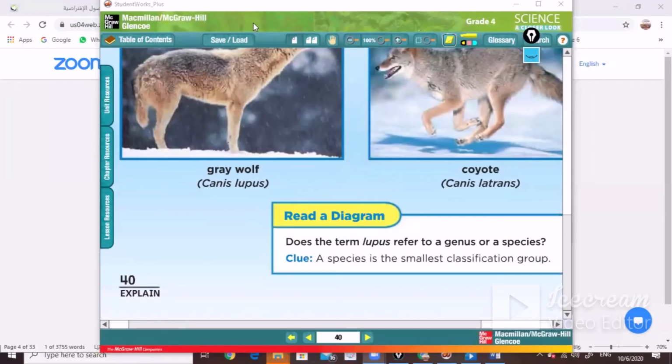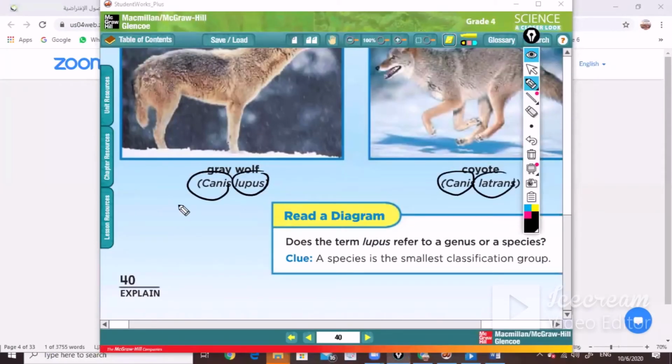Okay, guys. Now, as you see here, we have two words. Canis, the first word, is the same in both, but the second word is different. This one is lupus and the other one is latrans. What does it mean? It means they are the same genus, but the species are different.